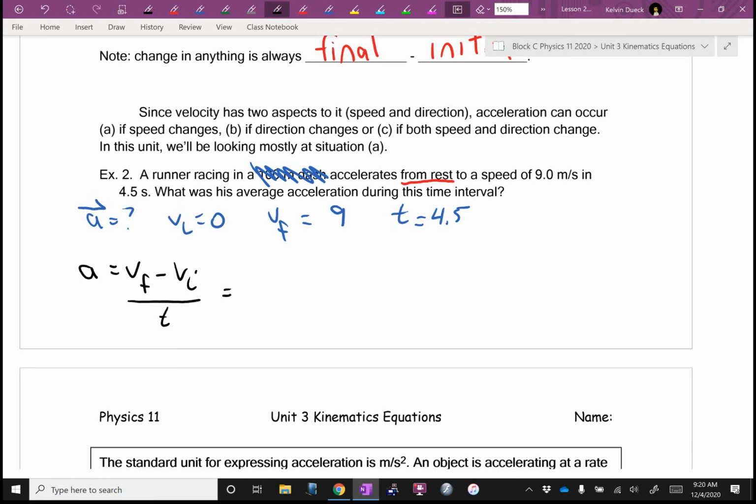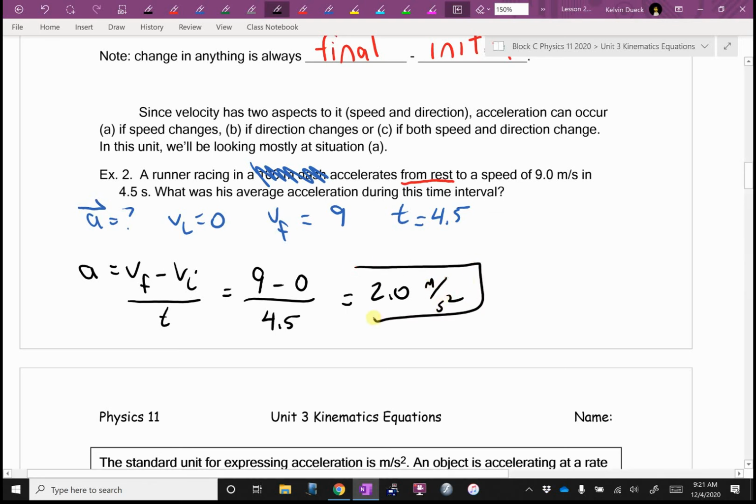What's VF? Yeah, 9. What's VI? 0, divided by T, 4.5. I can actually do this one in my head, Naomi. 9 divided by 4.5. I made up some nice numbers. The answer is exactly 2, yes? I like to give my answers to 2 or 3 sig figs, so I'm going to go 2.0 just to make it look prettier. It's an acceleration. What are the units for acceleration? I heard somebody say meters per second squared.